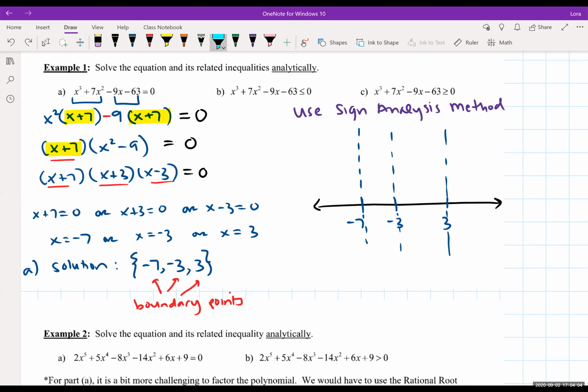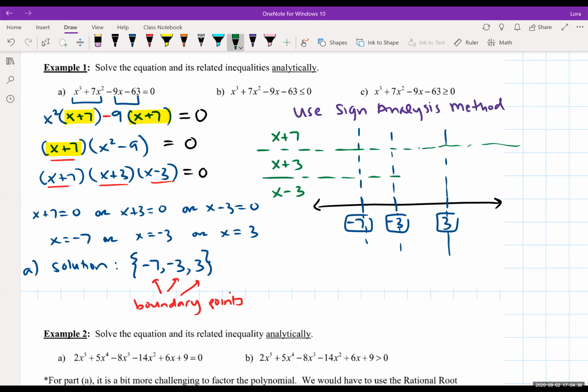And we're going to utilize the sign analysis method, always keeping in mind that our boundary points usually are used in those interval notations somewhere along the way. In order to further subdivide, I'm going to take my factors, and so that would be seeing them on the side. I should have x plus 7 on the far left, x plus 3, and x minus 3. And I'll further subdivide my test regions into 1, 2, 3, 4, 5, 6, 7, 8, 9, 10, 11, 12 different test signs that we have to test.